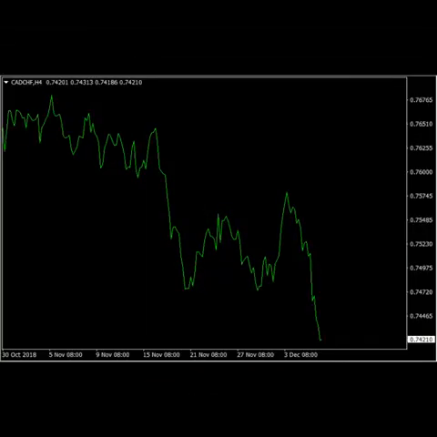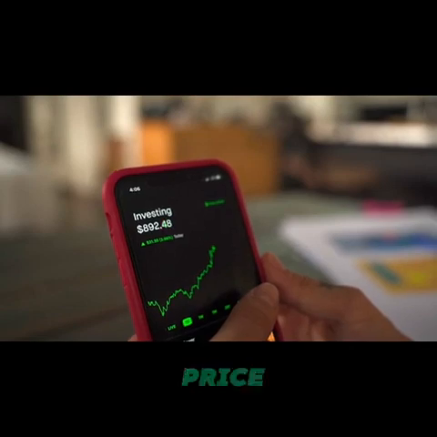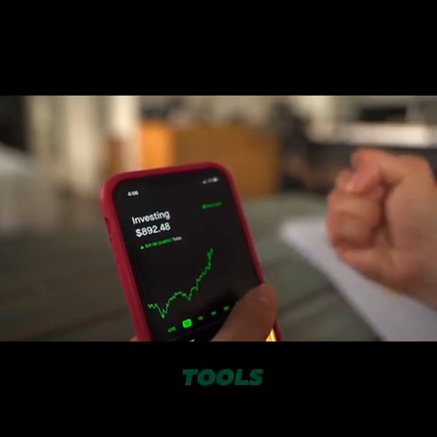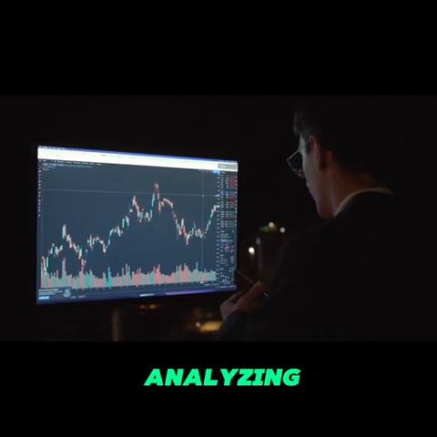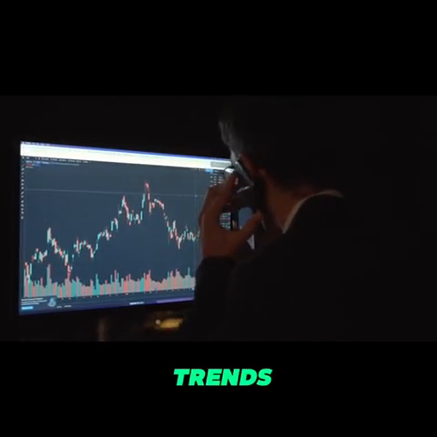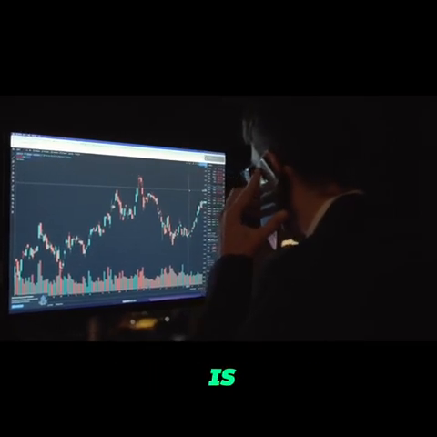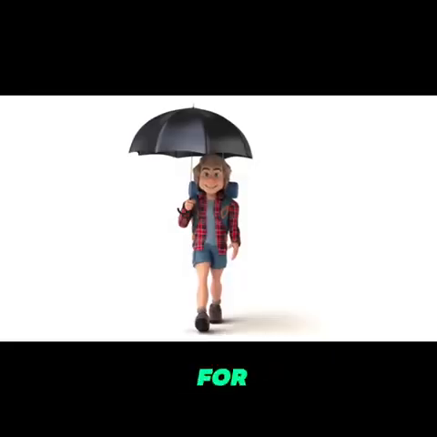In summary, bar charts, candlestick charts, and line charts each offer unique insights into price movements and are valuable tools for traders and investors alike. Whether you're analyzing short-term fluctuations or long-term trends, understanding these chart types is essential for navigating the financial markets with confidence.